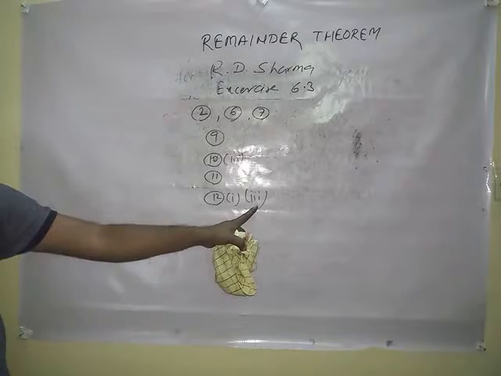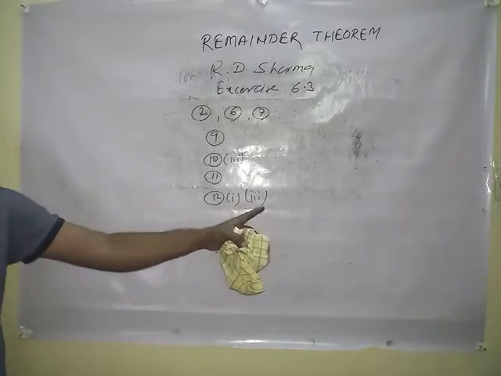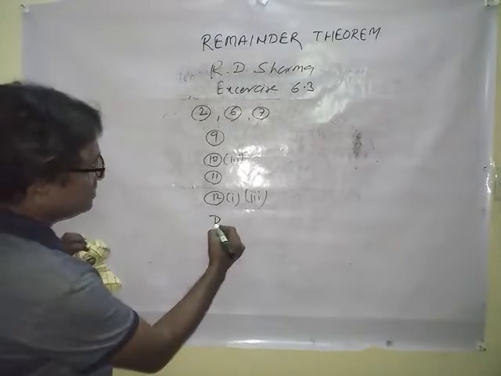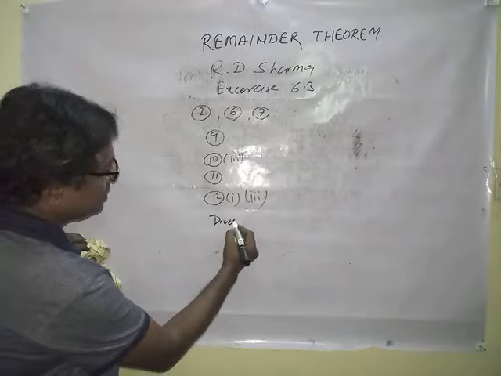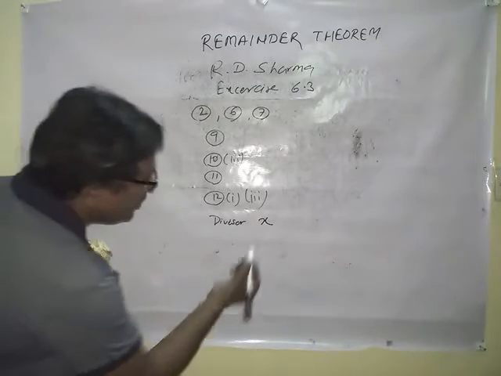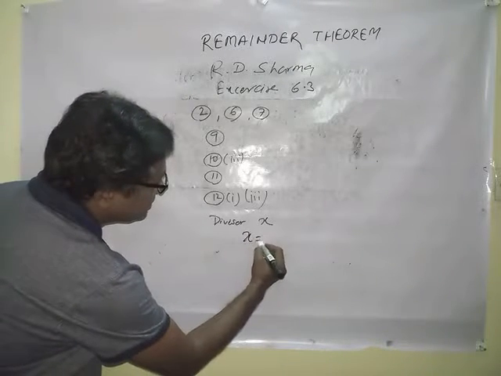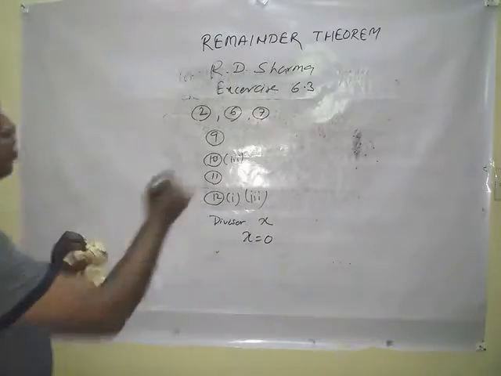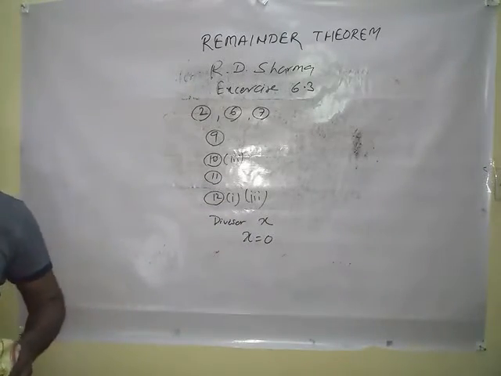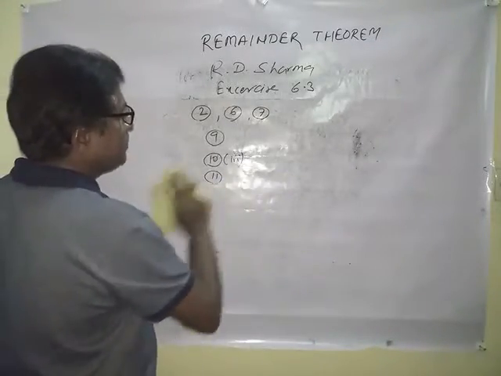Only 12, 3, be careful while solving this, because the divisor is given only x. So when you compare, the divisor is only x, then x is equal to 0. So you have to apply the value x equal to 0 in the equation which is given there. So that is all about the remainder theorem, guys.